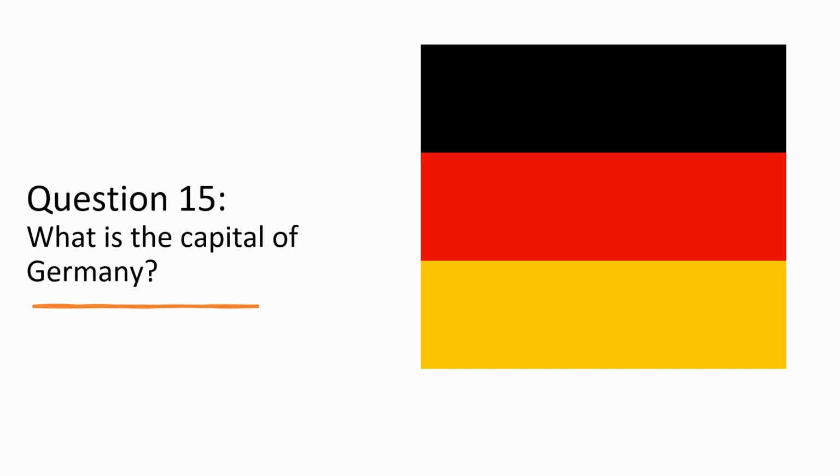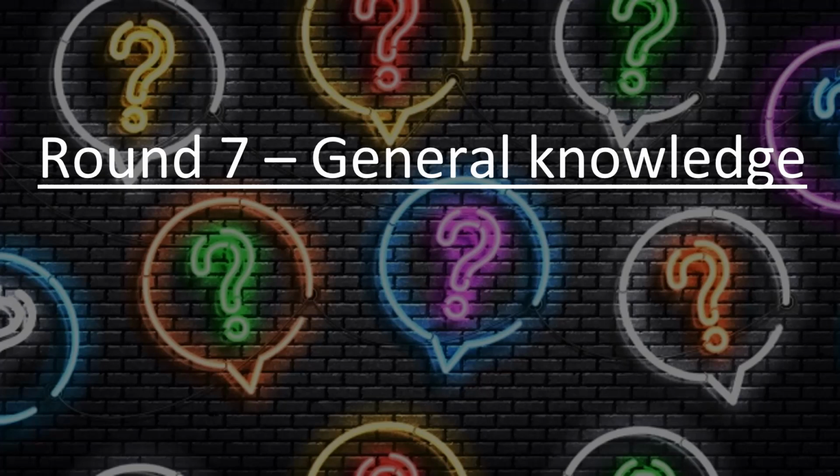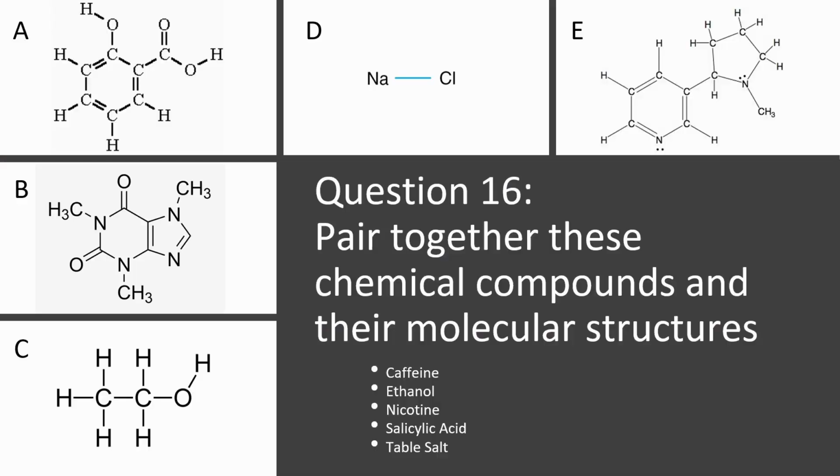Great job. So moving on to the general knowledge round. And in this case, we are looking at some chemical compounds. So pair together these chemical compounds and their molecular structures. So we got A, B, C, D, and E, and you have to figure out if they're connected to either caffeine, ethanol, nicotine, salicylic acid, and table salt. So hopefully you can find the right letter connected to the right chemical compound.